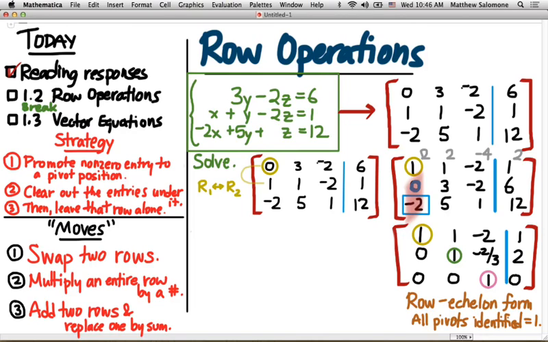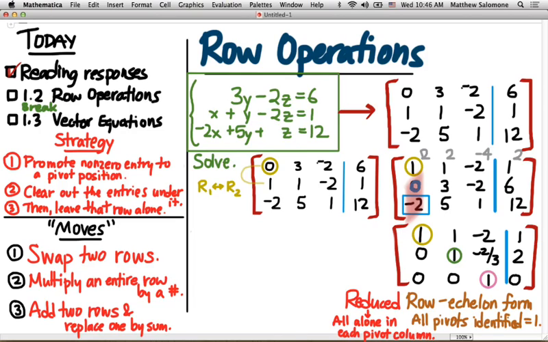We could take this a step further and take our matrix down into what's called reduced row echelon form, which, by the way, is where the RREF command on your graphing calculators comes from. In reduced row echelon form, not only are all the pivots identified and all of them equal to 1, but they're also all alone in their column. In each pivot column, there is a single 1, and all the other entries are 0.